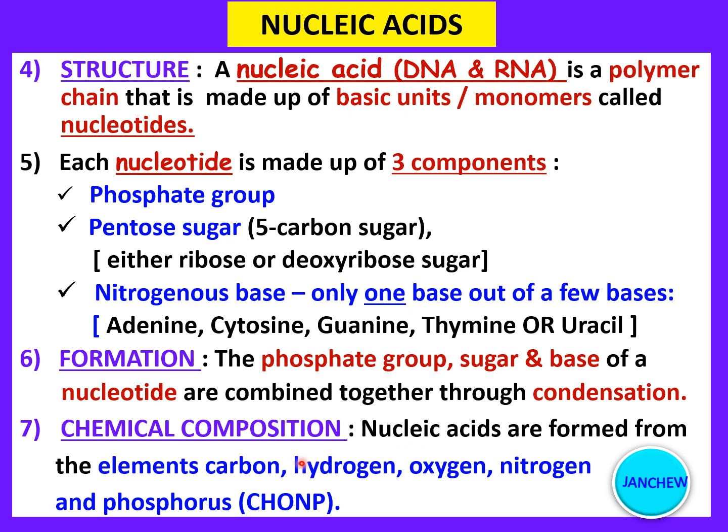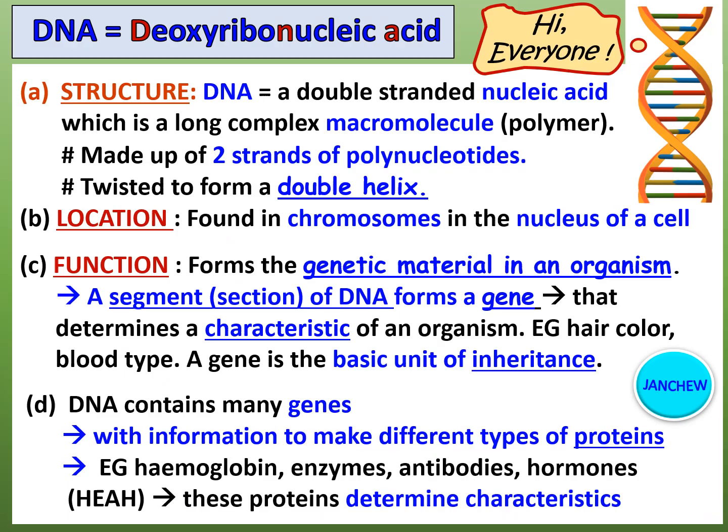Now, chemical composition. Nucleic acids are formed from the elements carbon, hydrogen, oxygen, nitrogen, and phosphorus. So, the short form is CHONP. Remember that. We will first discuss the DNA molecule, followed by the RNA molecule in the next lesson or video.